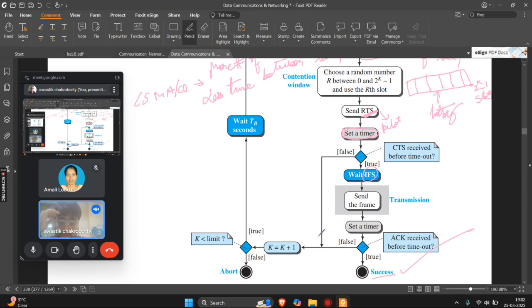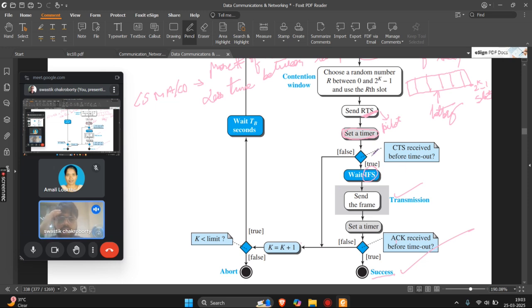If you do not receive an acknowledgement, it means there has been a collision. And if we do not get the clear to send before timeout, there can be two things. We have sent the packet, but we have not got an acknowledgement. That means collision has happened, despite our best efforts. And another case is that you haven't received the CTS at all. You have sent an RTS, if you remember, but you have not received the corresponding CTS.